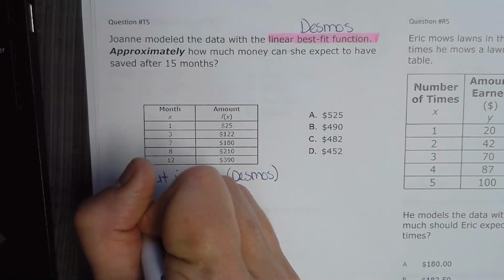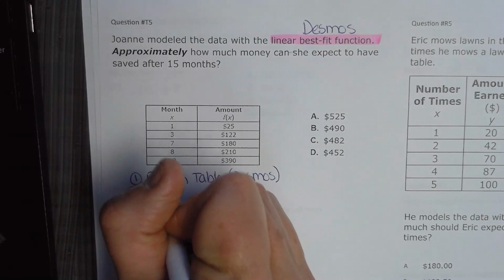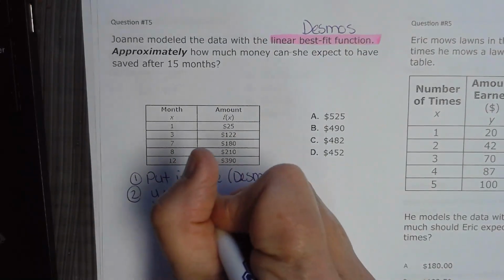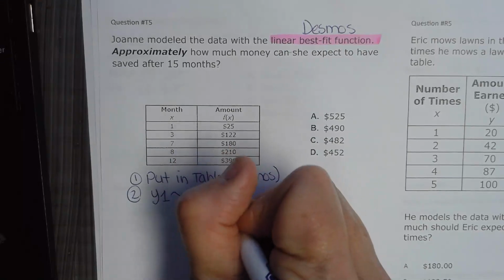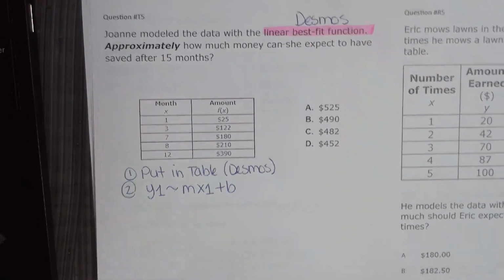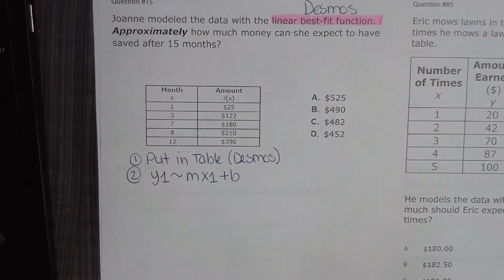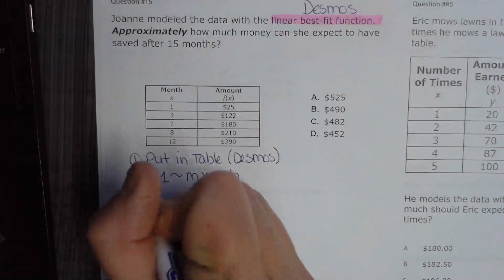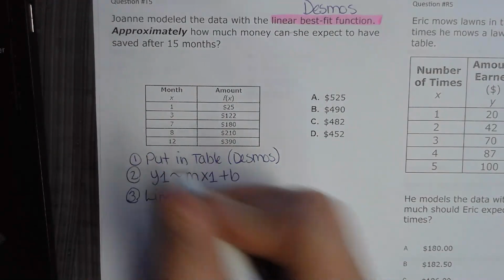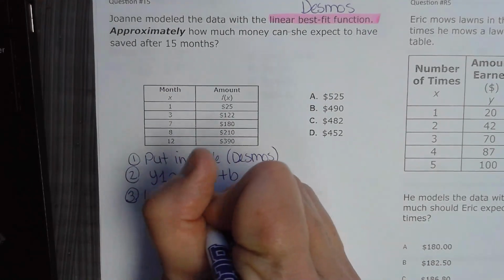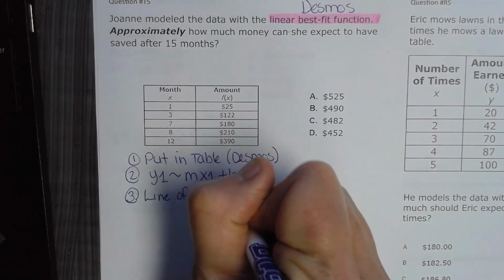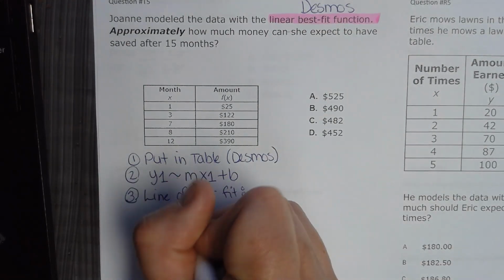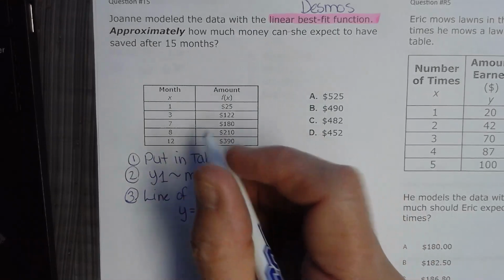On the next line, we're going to type Y1, we're going to type this tilde mx1 plus b. When we do that, it's going to pop up a box that's going to give us our m and our b. I just want you to write this just so we get used to seeing it. The line of best fit for this, and you need to go in Desmos and go through the motions here.